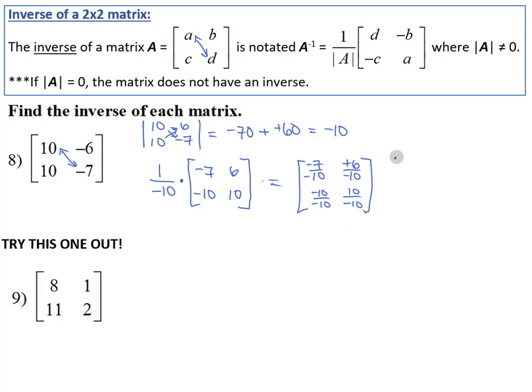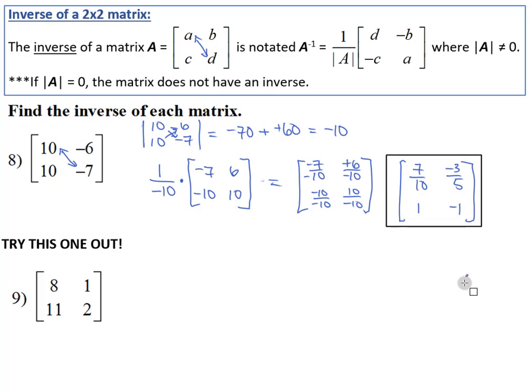Now we'll finish simplifying any fractions here. This becomes positive 7/10. This becomes negative 3/5. This becomes positive 1, and this becomes negative 1. So this matrix is the inverse of our original matrix. Apologies for my sloppy handwriting here, but this is the inverse.